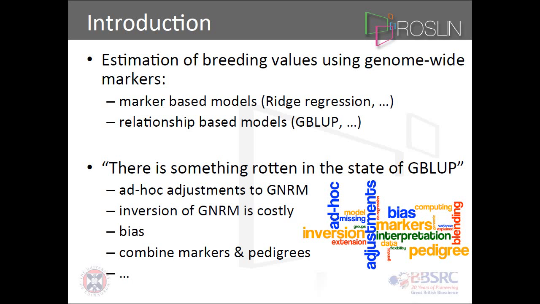However, there is something rotten in the state of GBLUP because we often have to do some ad hoc adjustments to the genomic relationship matrix so that it behaves nicely. And when it does behave nicely, we still need to invert it, which is computationally costly. We also hear reports that genomic predictions tend to be biased. We don't really know how to combine markers and pedigrees, etc.